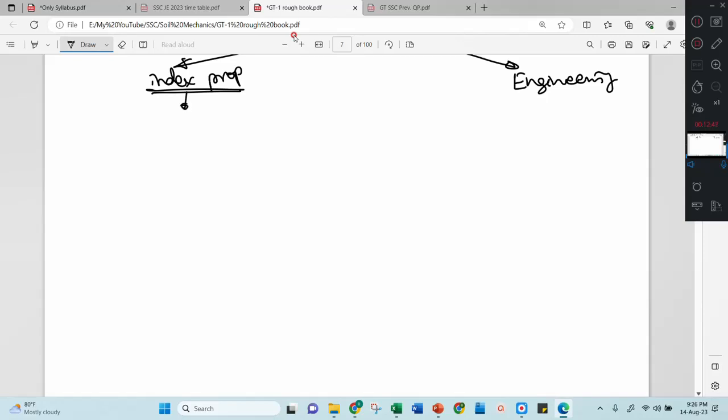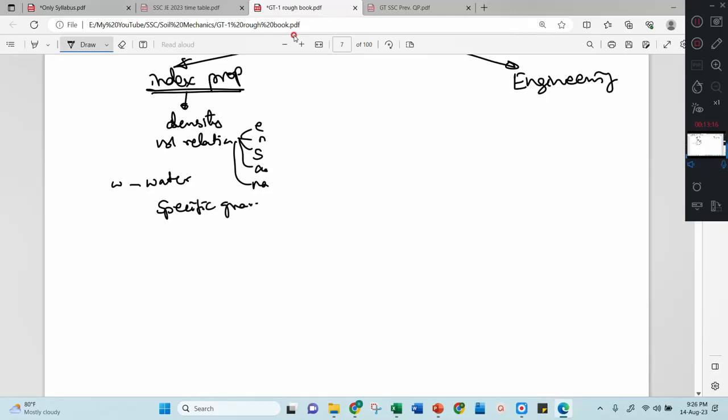For example, you will do a small density test, you will get a density. Density is an index property. Then you will get volume relations. Volume relations means what? Void ratio, porosity, degree of saturation, air content, and percentage air voids. These are all index properties. Then you have water content w. You have specific gravity. This specific gravity is also an index property. These are all common index properties.